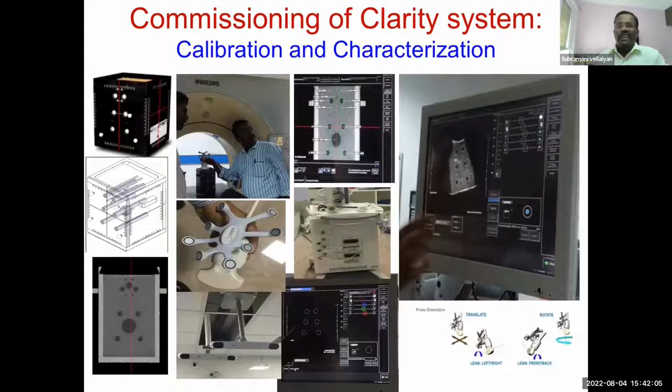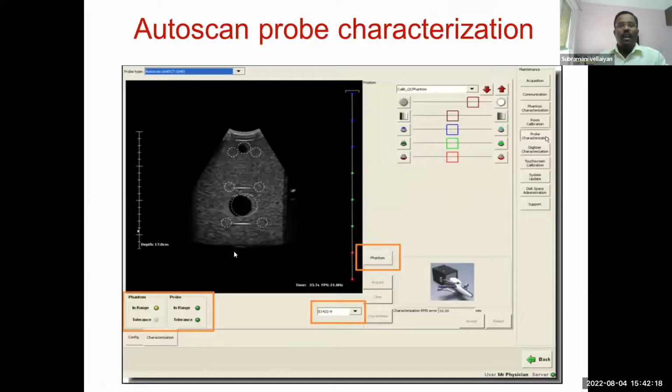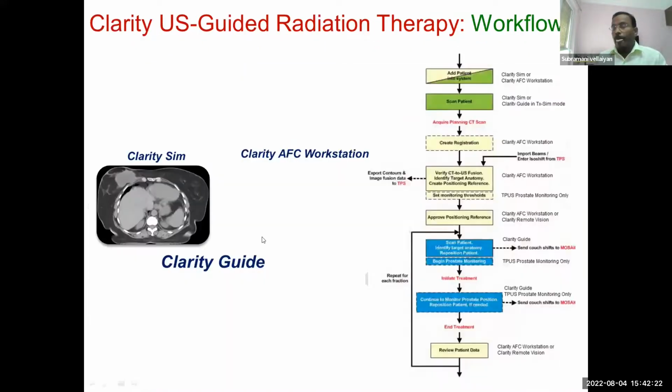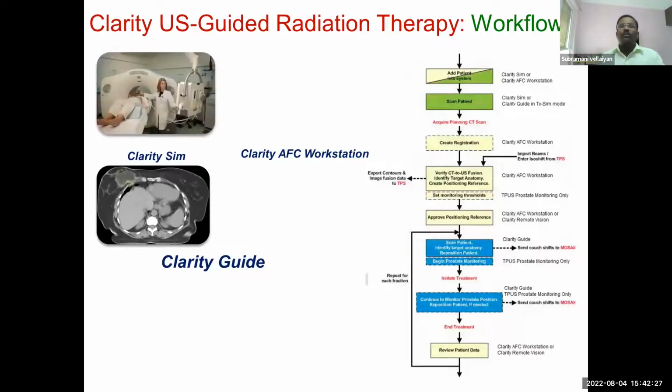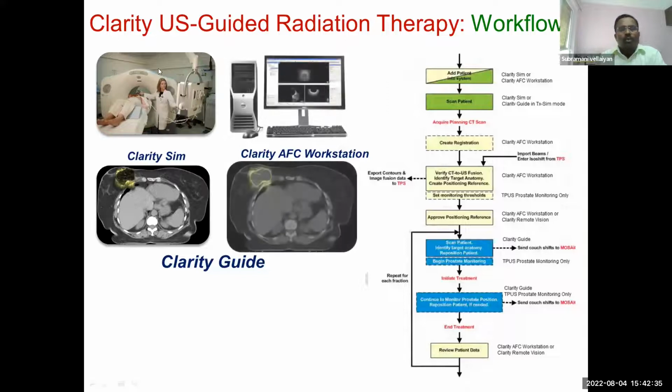When we started the initial ultrasound guided prostate 4D or 3D, we did the characteristics of both the transabdominal probe, which will be useful for 3D IGRT, and we have also used the probe having Autoscan. So what is the workflow? The Clarity, this is how the workflow goes: you take the patients to the SimCT, and then you acquire the images.